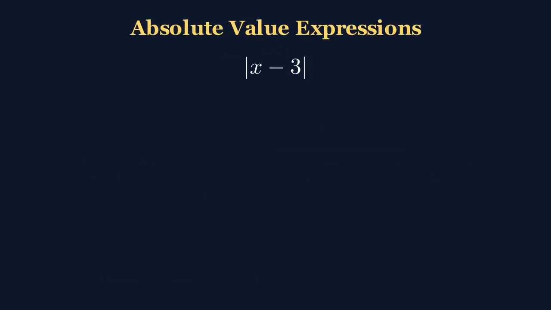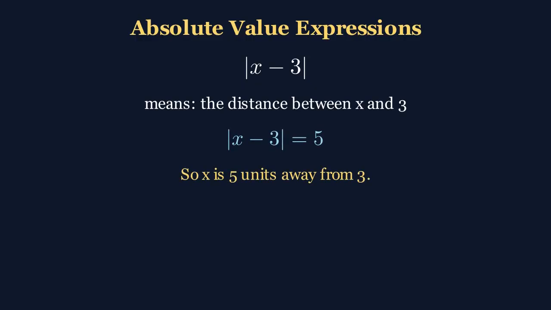Absolute value can also describe distance between two numbers. The expression absolute value of x minus 3 means the distance between x and 3. So if absolute value of x minus 3 equals 5, then x must be 5 units away from 3.